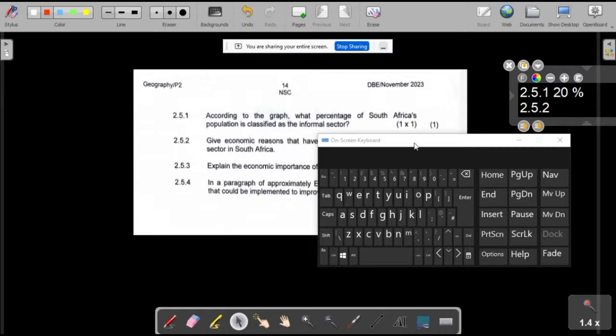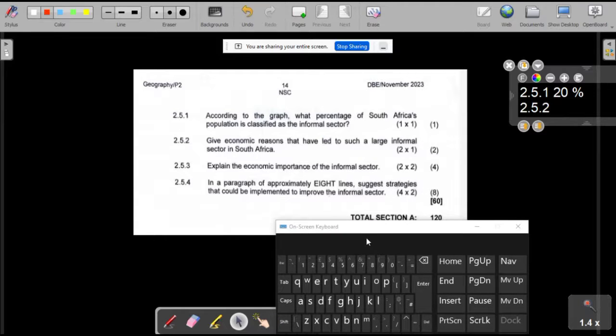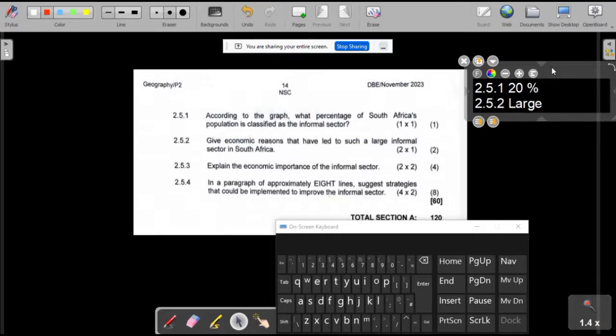2.5.2. Give economic reasons that have led to such a large informal sector in South Africa. Well, first of all, large unemployment.